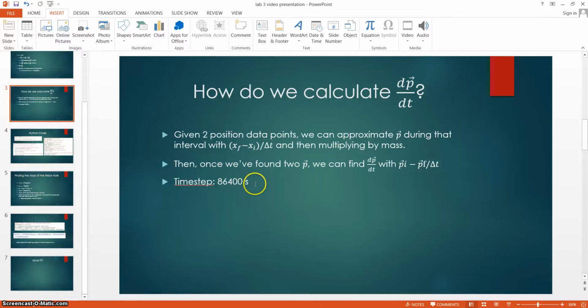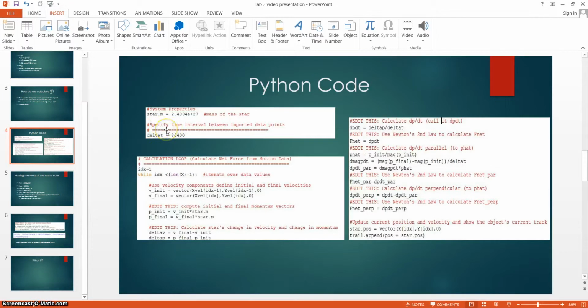Since this is tedious to do by hand, we let Python do it for us. When I entered the model into VPython, I had to format it in a specific way. I entered in the star's mass and the time step, then set a while loop that would calculate the initial and final velocities in the way described in the previous slide, later multiplying by the star's mass to convert the velocity values to momentum values. Then I defined delta v as v final minus v initial and delta p as p final minus p initial. Next I defined dp/dt in terms of previous lines of code and set Fnet equal to this value.